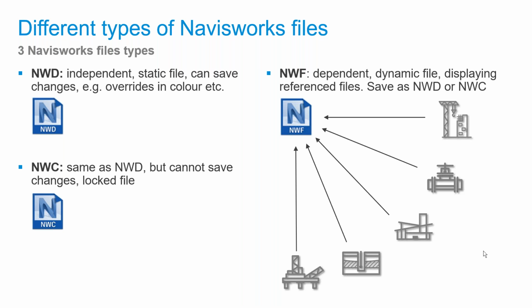Once you get an NWF loaded, you can save it out to NWD or what's called an NWC. An NWC is like a cache file. It's similar or the same as the NWD essentially, but you really can't save it. It's a locked file. It's just a cache file that Navisworks creates on the local machine so that you can open the models again and you don't have to wait for it to reread all of the data. It just pulls it from the cache. So those are the three file types you'll see when you're working with Navisworks.